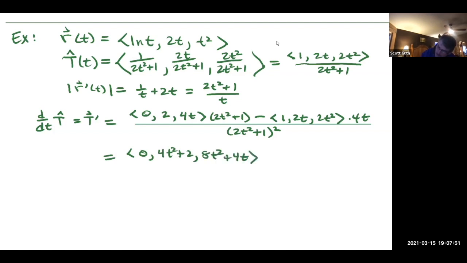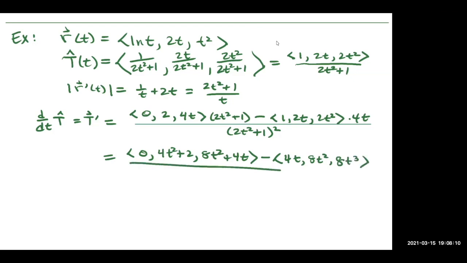Okay, and then minus, I get a 4t, 8t squared. And then we get an 8t to the third. Looks horrible. Professor? Did I make a mistake?